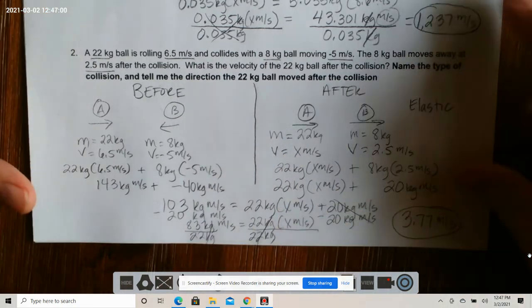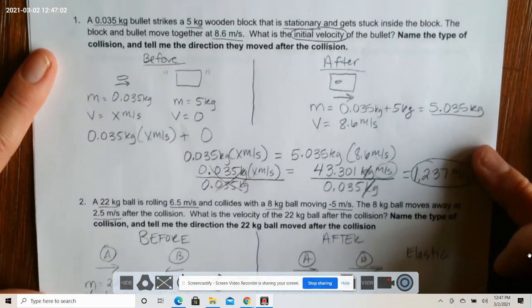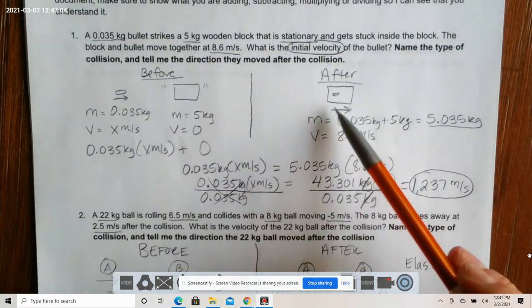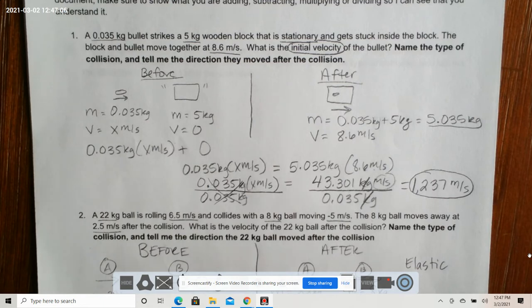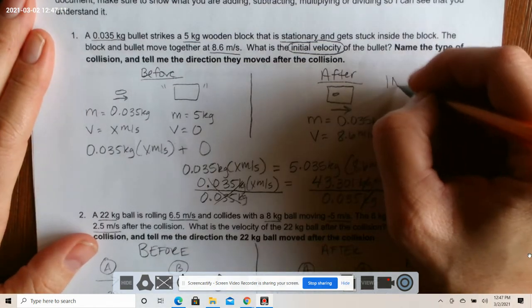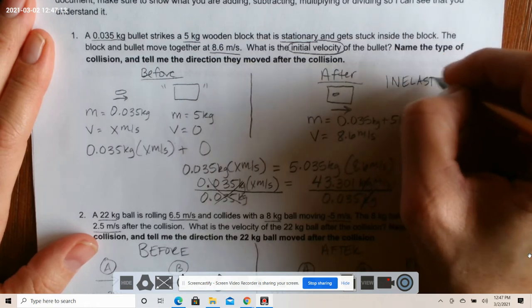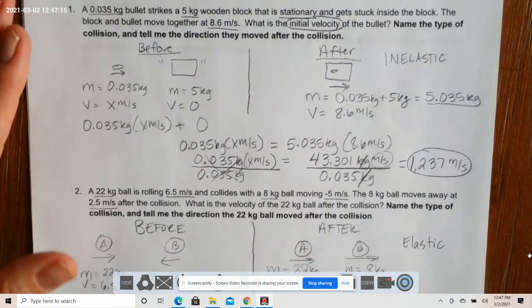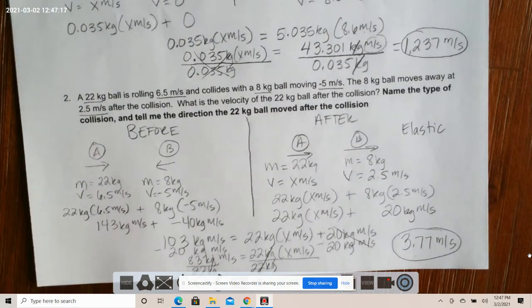So let's look up here. We forgot to say the type of collision. We said the direction, so we're good, it's going to the right. But the type of collision, if they stuck together, is inelastic. Okay, so I can't forget to tell that because you will have to know the types of collisions when you take the test eventually.